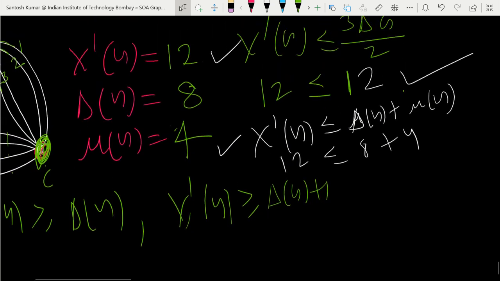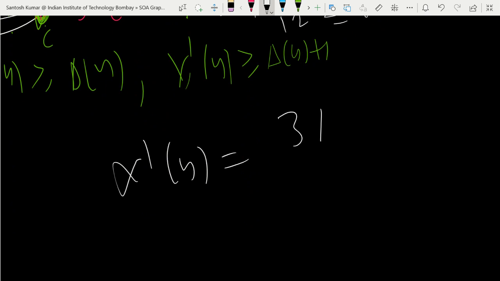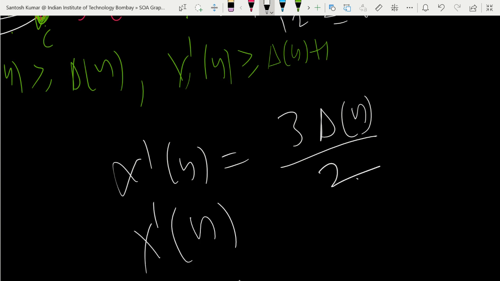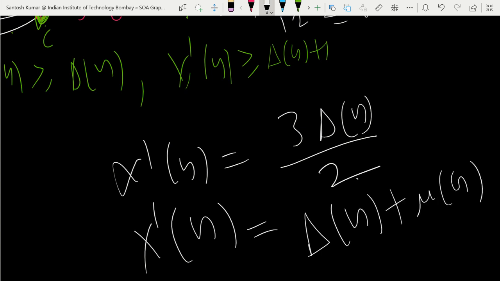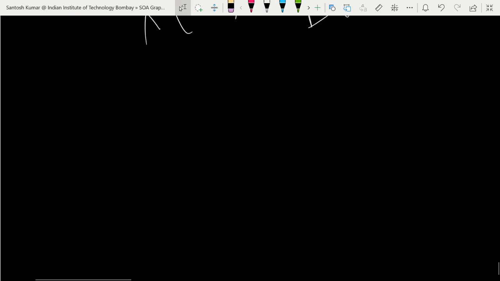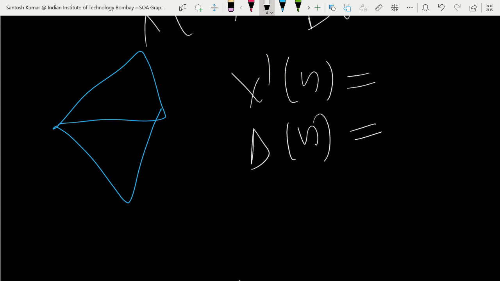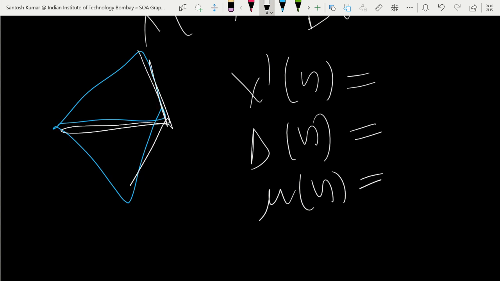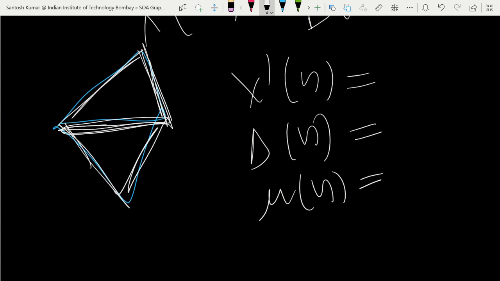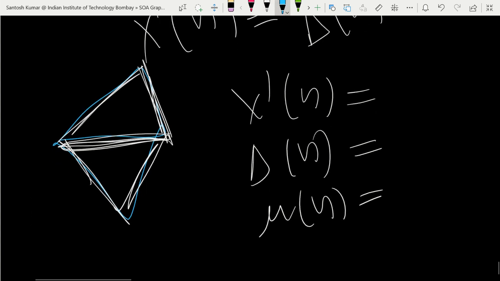So here you can notice that chi dash G holds equality for this, and chi dash G is equal to delta G plus mu G. So you try this and tell me what is chi dash G for this graph, what is delta G, and what is mu G. Yes, tell me.